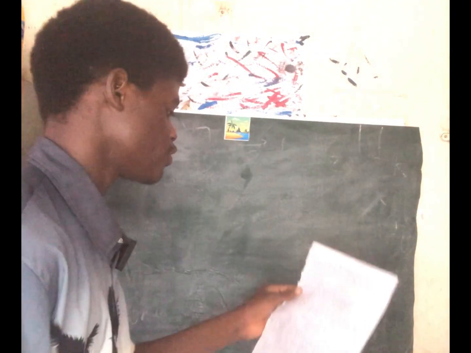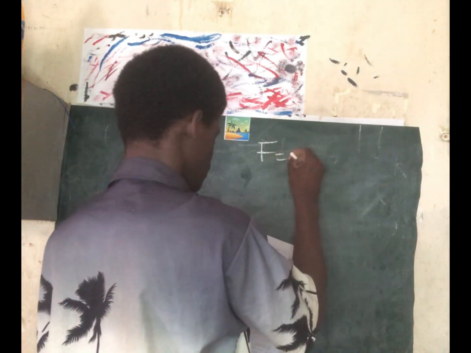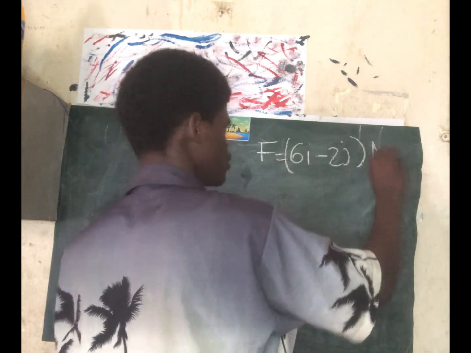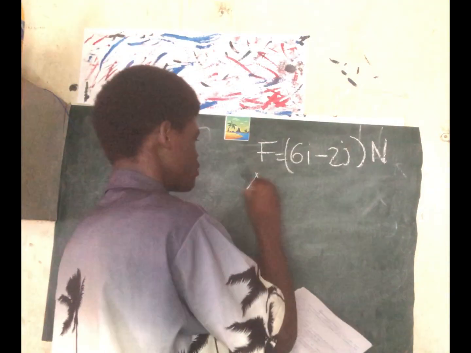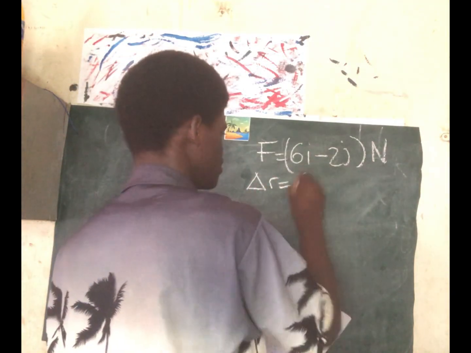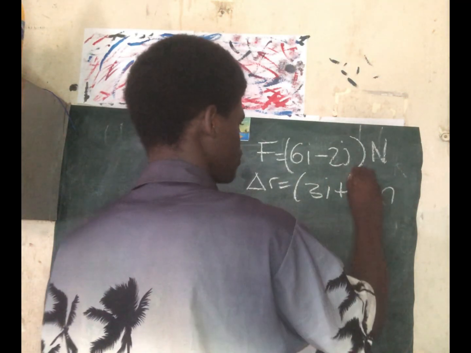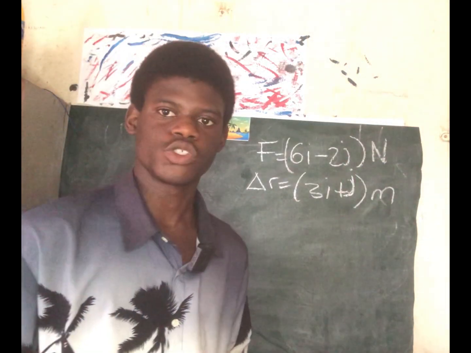Yeah, so let's check another question just like that. For you to get better in topics like this, you need to solve a lot of questions. So let's solve question number 2. It said a force of 6i minus 2j in Newton acts on a particle that undergoes a displacement change in r which is 3i plus j in meter. Then it says you should calculate the work done by the force on the particle.